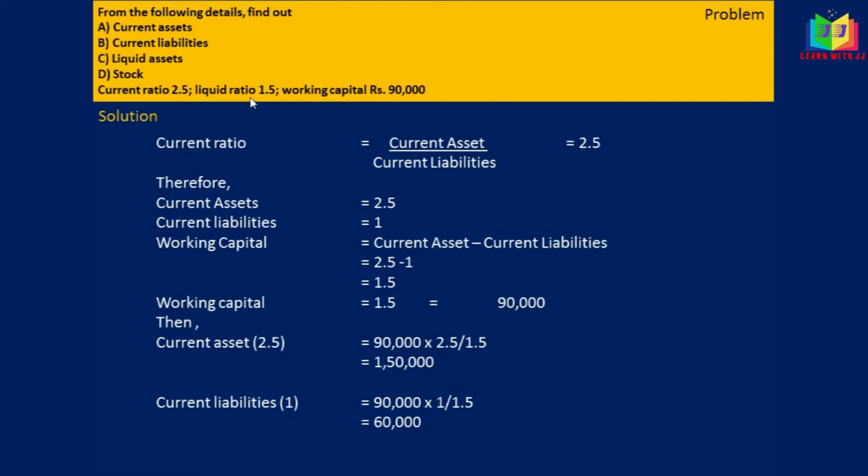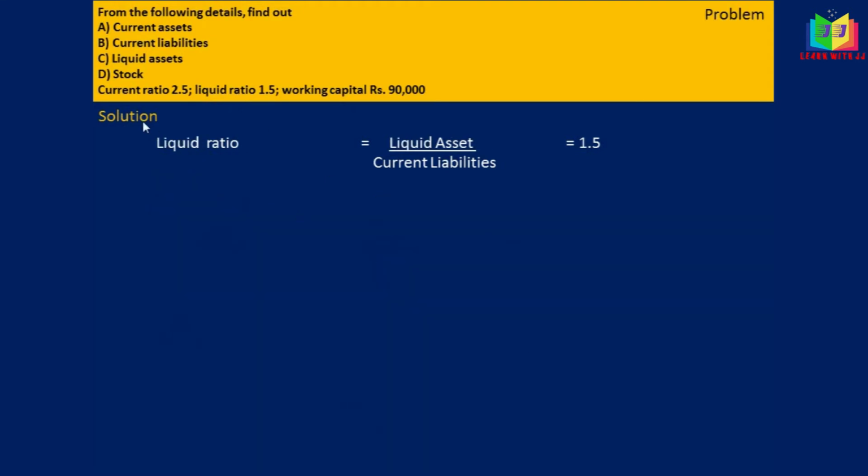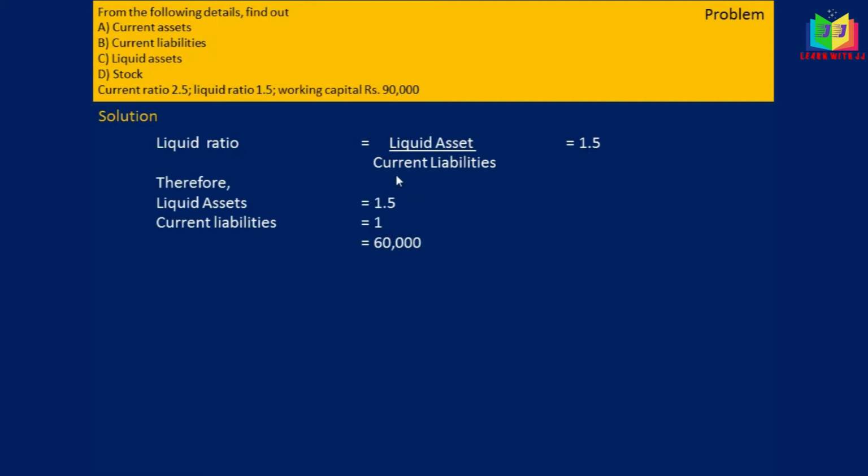See, the liquid ratio is 1.5 here. Just remember this current liability, that is 60,000, because we are going to use it in this liquid ratio formula. Liquid ratio is nothing but liquid assets divided by current liabilities, and that is equal to 1.5. So liquid assets is 1.5 and current liability equals 1, because we don't have anything in the denominator, so it is treated as 1.